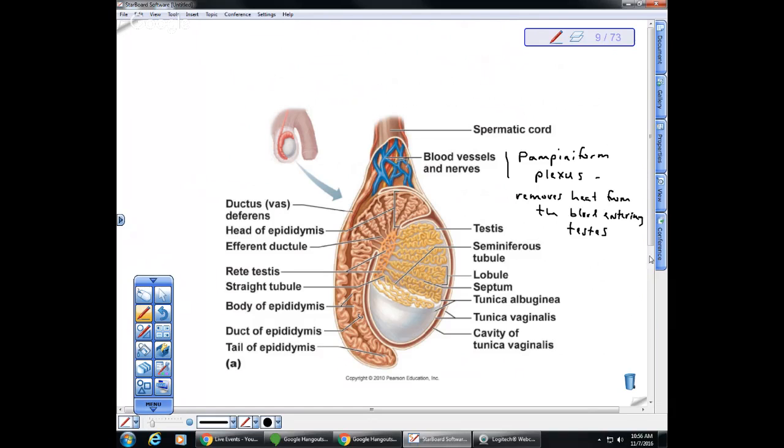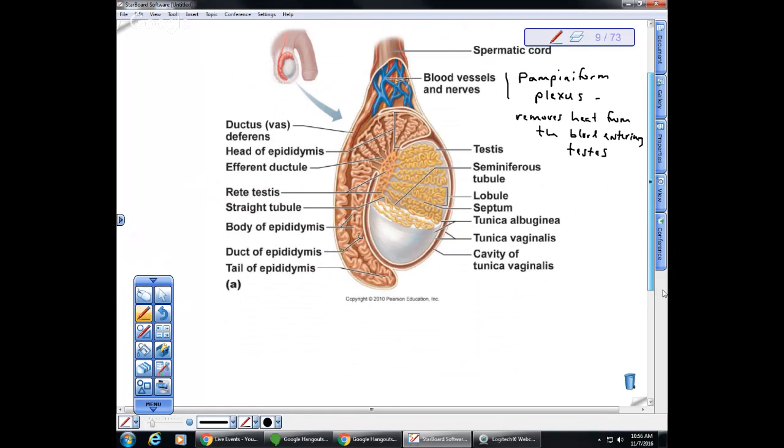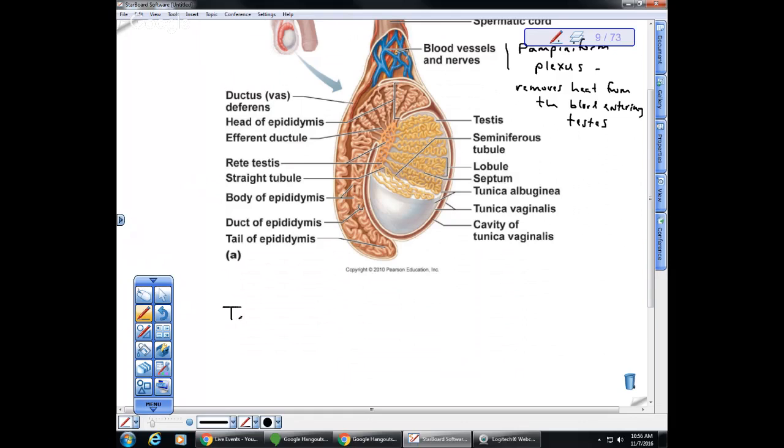Okay, so if we look at the testes itself, inside the testes we have a set of tubules. So if we just look at this part right here, we have what are called the seminiferous tubules. The seminiferous tubules right here are actually where sperm are produced. So this is the location of sperm production.